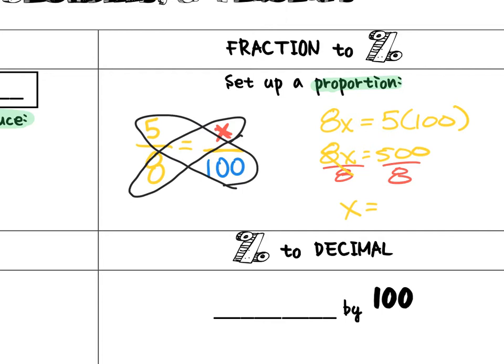Anybody? Oh, 62. 62.5? Yeah, so you end up getting x is equal to 62.5%. Now, let me ask you something. Do you think I would take off points if you didn't put percent? Yeah, there's a chance. Okay. All right, so just know that.